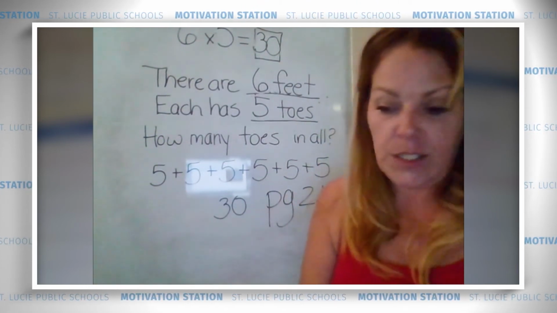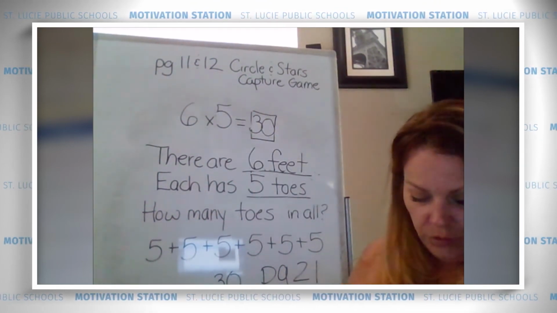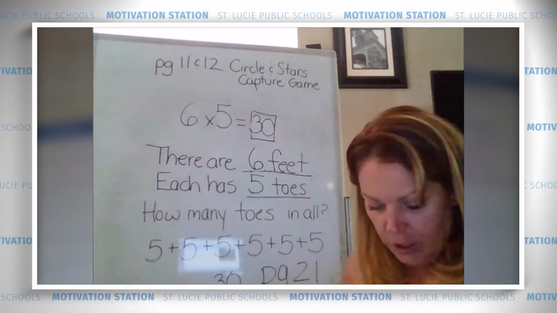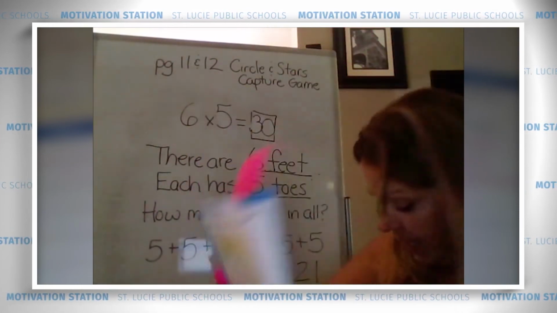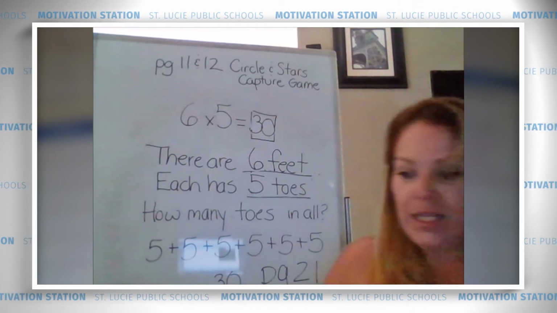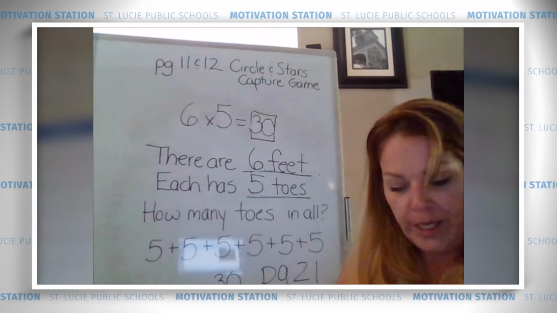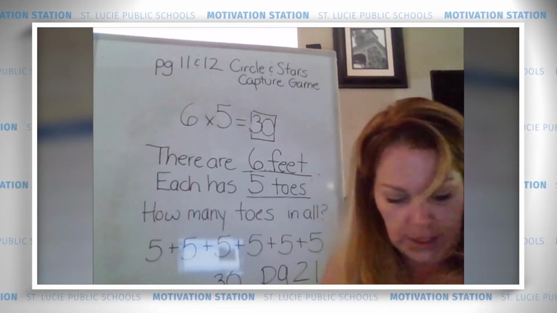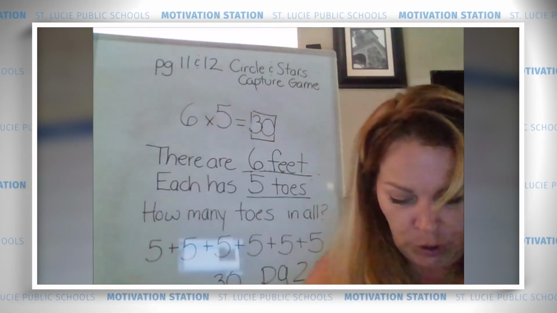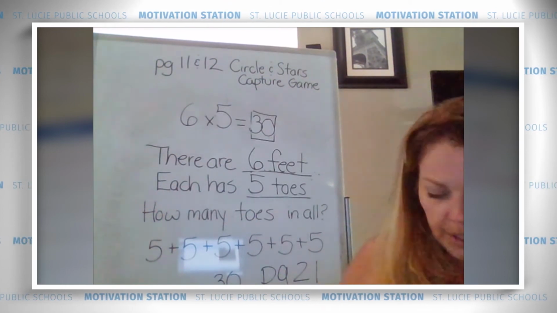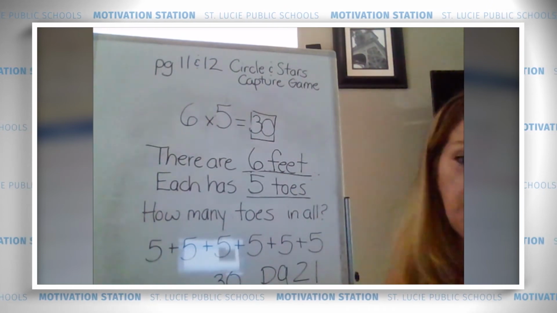I'm also going to show you, because also part of your homework, you're going to go to page 11 and 12. And right after I get off of this, I'm going to just review with you the rules for playing Circle and Stars Capture. Remember, we did that last week, and that was with our fancy cards. You guys have this digitally, so I'm going to remind you how to do this afterwards with the circles and stars, and whoever has the highest amount gets to keep their cards. And you're going to record that on page 11 and 12 in your workspace book, and then you're going to complete page 21.